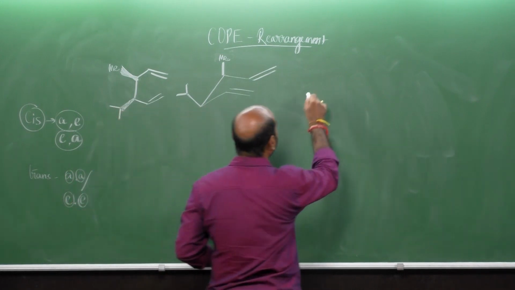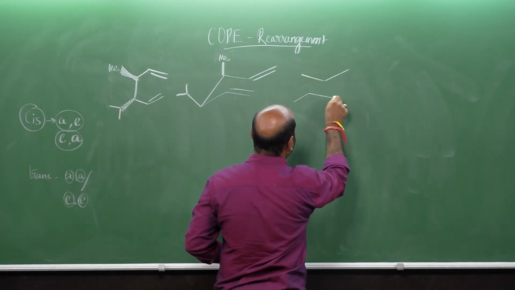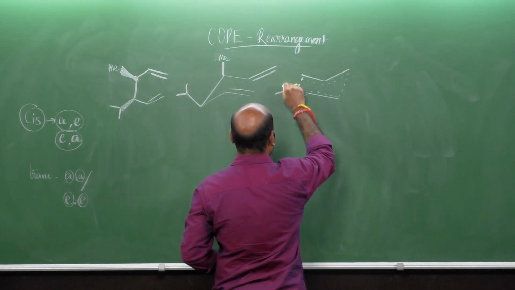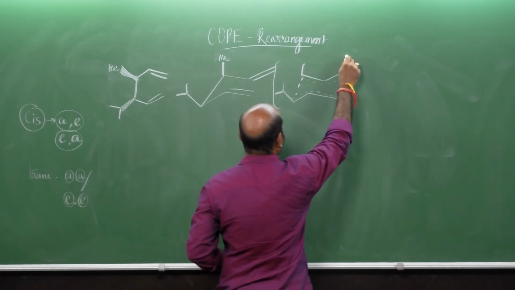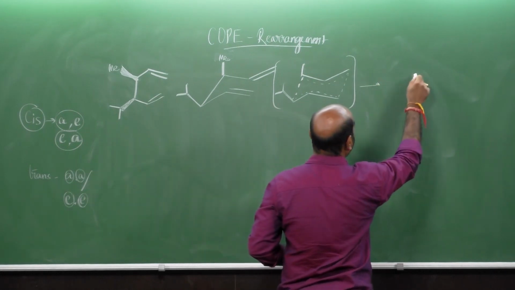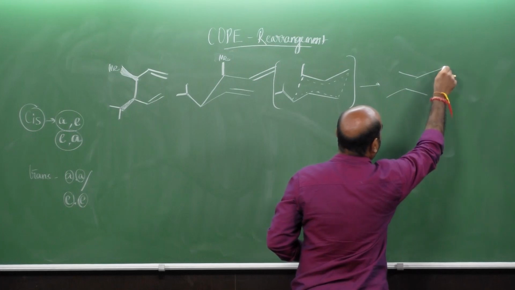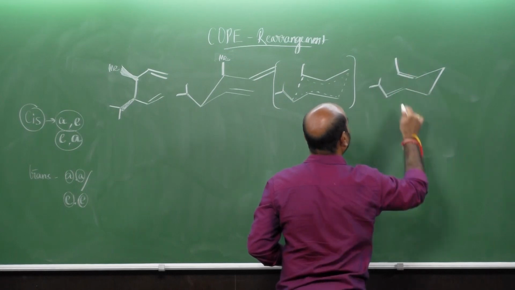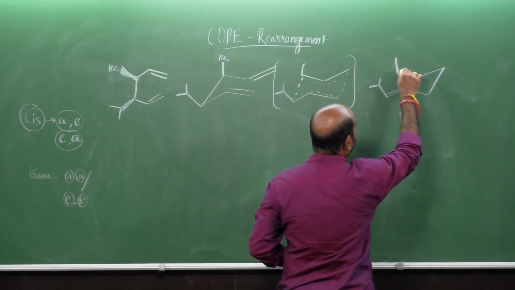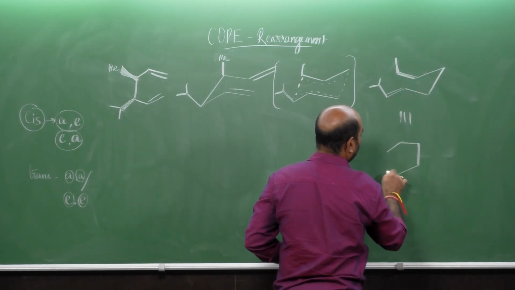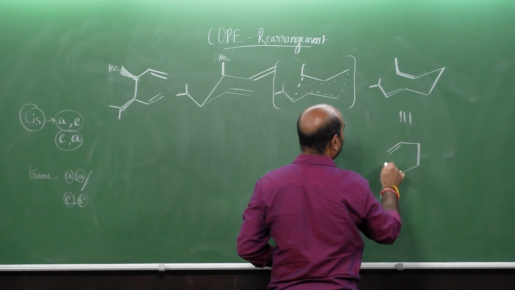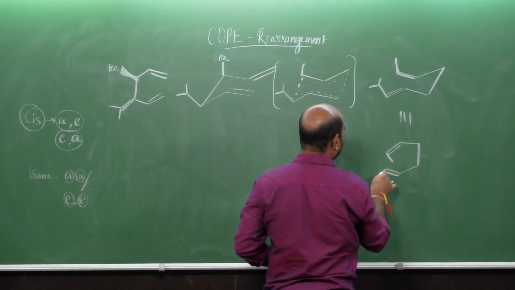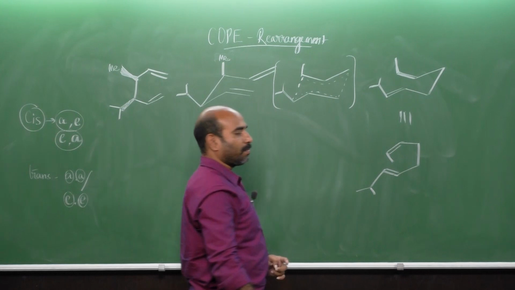Now it is quite easy to complete this reaction. This is the cyclic transition state and then the product would be like this. What is the relationship here? With respect to this double bond, this is cis, right? And with respect to this double bond, this is trans. So this is the product.